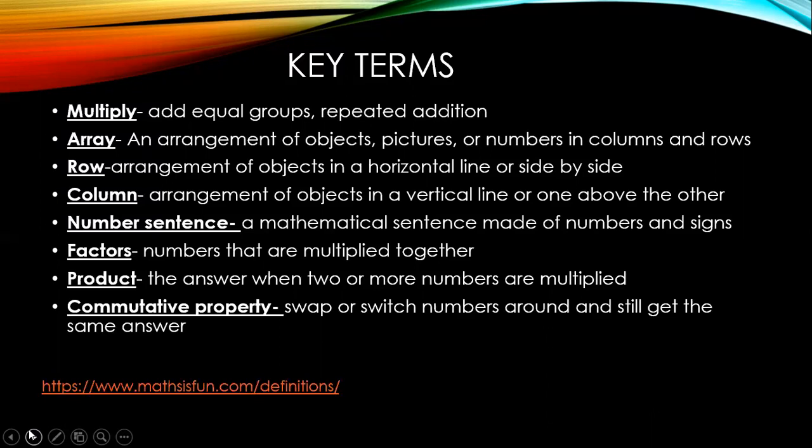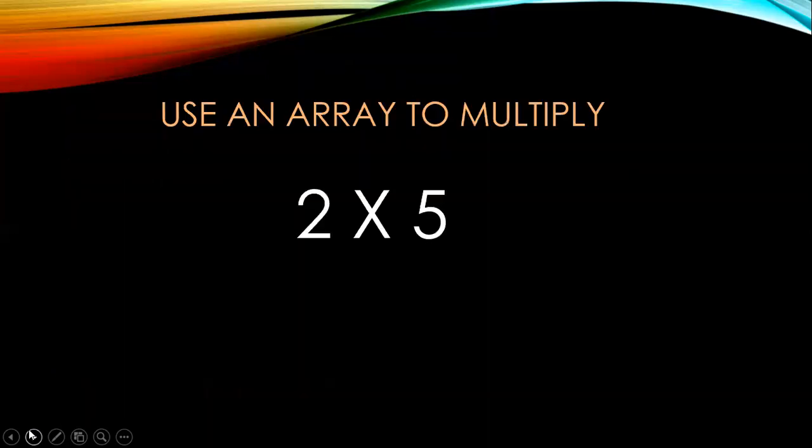Factors are numbers that are multiplied together. A product is the answer when two or more numbers are multiplied. And the commutative property, which we won't get into in depth, but I will introduce it. It's when you can swap around two factors or more and still get the same answer. So I'll be using this academic language throughout the lesson. If you forget, you can always pause or rewind the video just to refresh your memory on this screen.